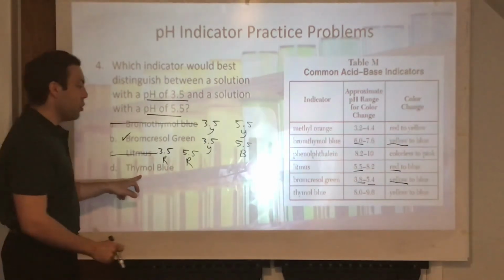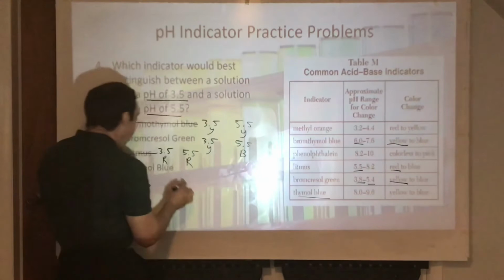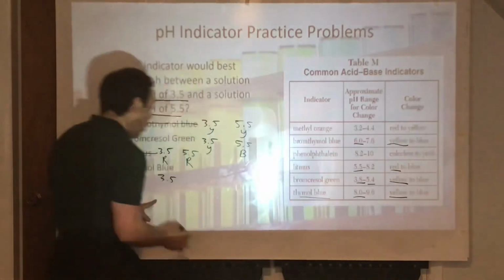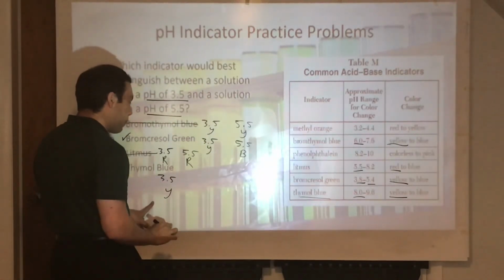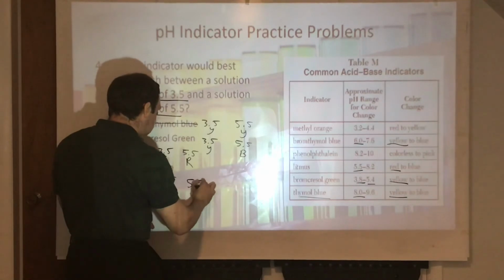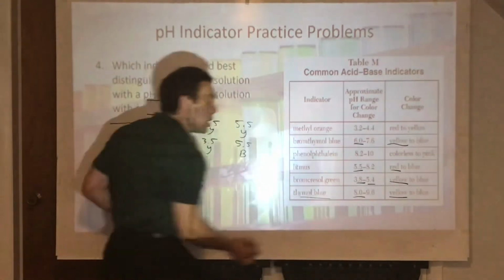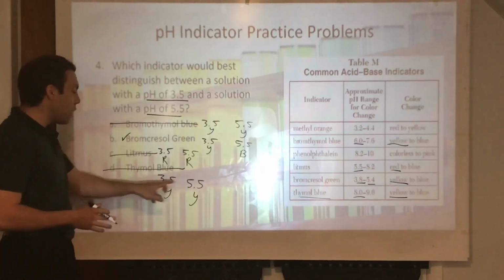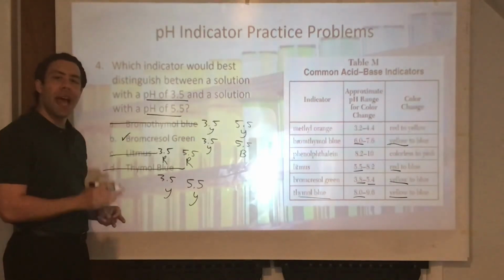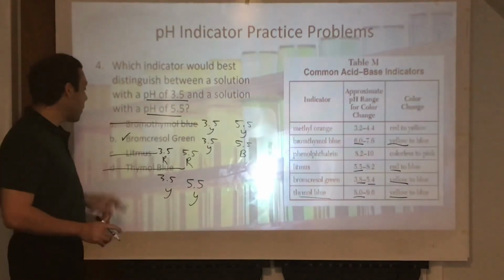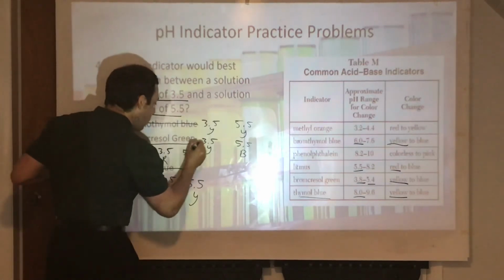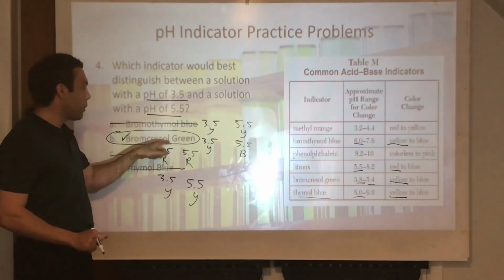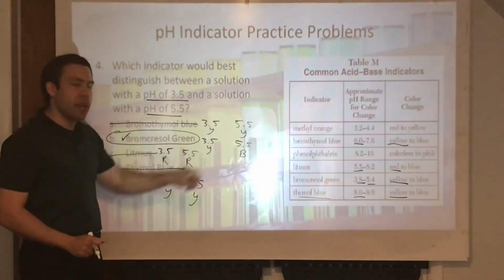Finally, we have thymol blue at 3.5. That's less than 8. So at 3.5, thymol blue is going to be yellow. And at 5.5, thymol blue, still less than 8, will also be yellow. Thymol blue does not change during this pH range, so it would not be a good indicator for this range. The best indicator for a range of 3.5 to 5.5 would be bromocresol green. At 3.5 it's yellow, at 5.5 it is blue.